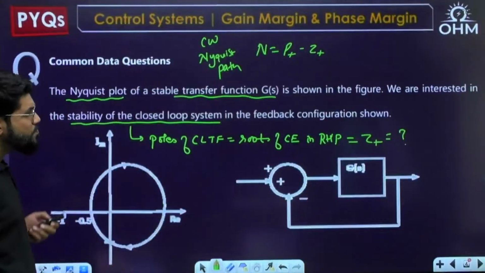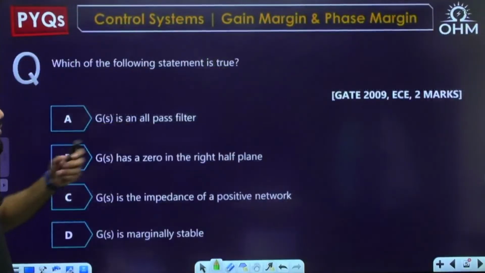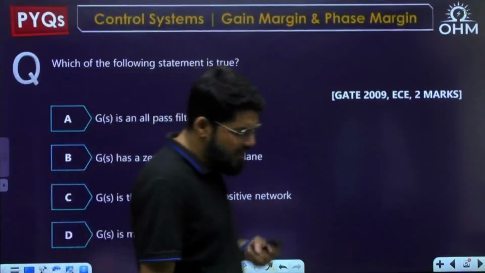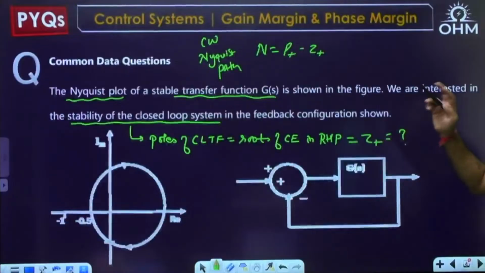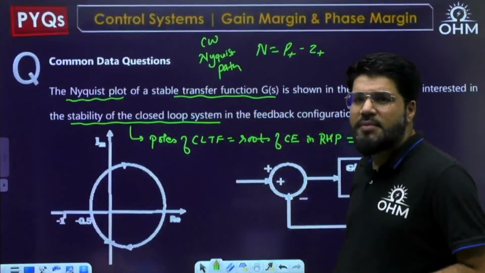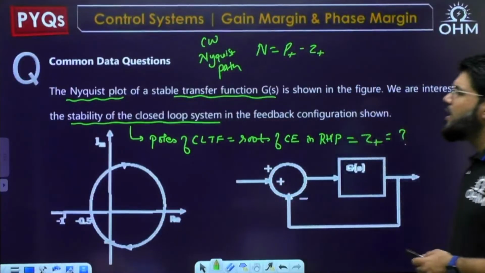Now this is a common data question, an old question, but to start the concept I have taken it. GATE 2009 common data, 2 mark question. The second one will be a gain margin and phase margin question. So have a look into it.